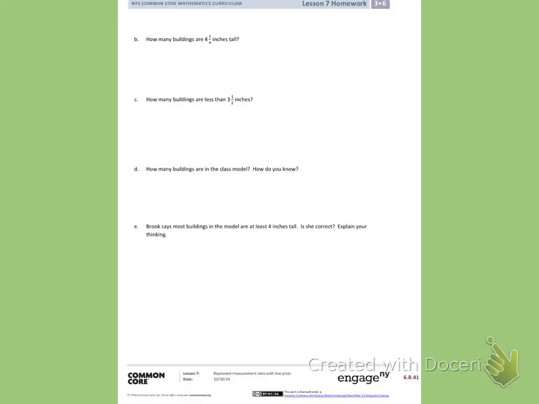Module 6 Lesson 7's objective is to represent measurement data with line plots. Item B. How many buildings are 4¼ inches tall?